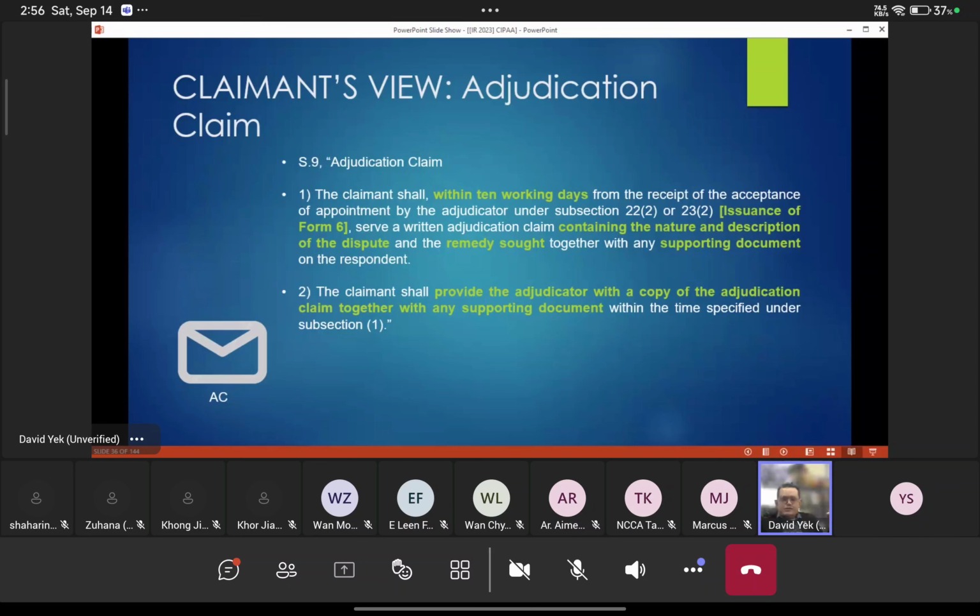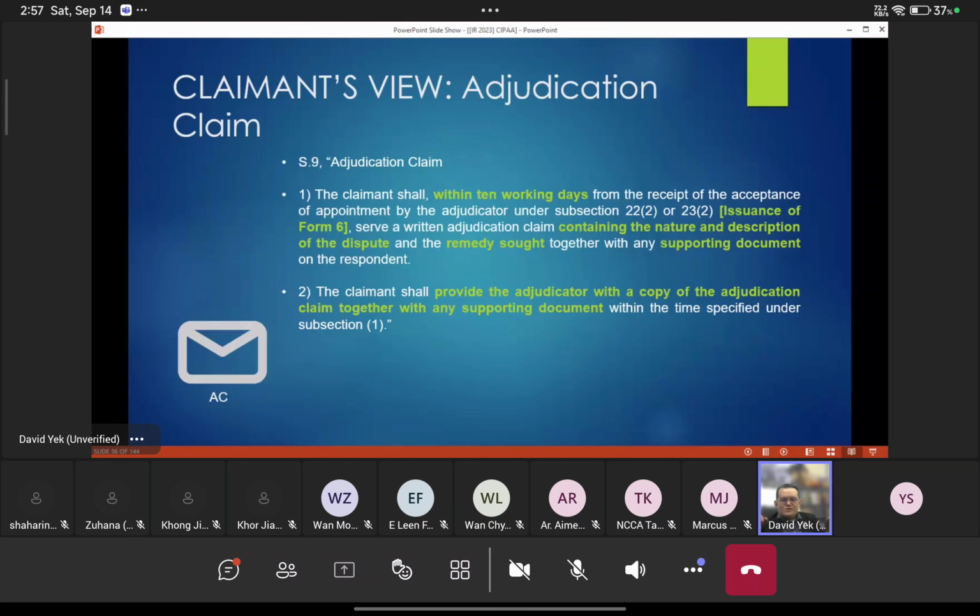What does it mean to submit the adjudication claim? That means you serve the adjudication claim to the respondent, copy to the adjudicator. You don't serve it to the adjudicator, copy to your respondent. Not like that. You have to serve it to your respondent and then copy to the adjudicator.